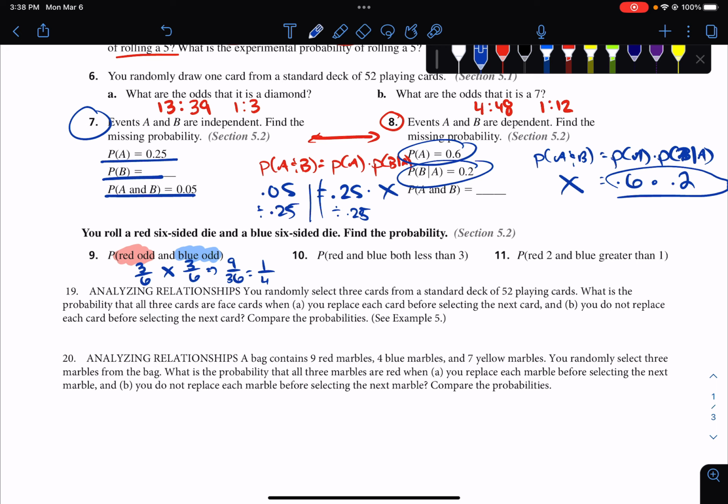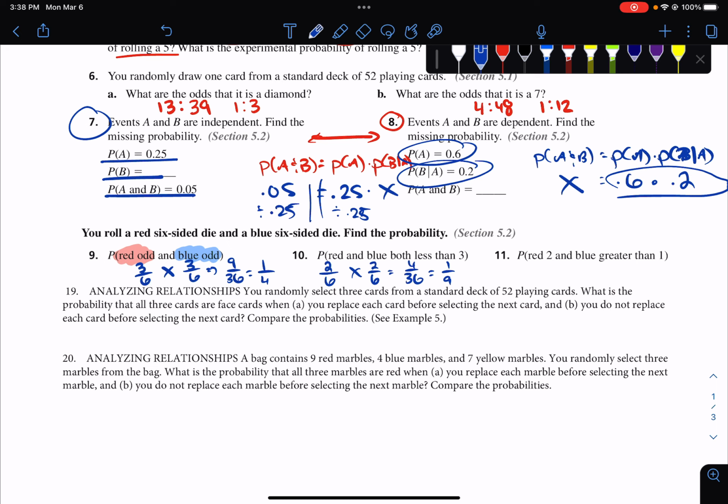Number 10, probability of red and blue both being less than 3. Again, that and means I'm going to multiply something. So I want red to be less than 3. Well, there's 2 numbers less than 3 on a dice, on the red dice, and 2 numbers less than 3 on the blue dice. So 2 over 6 times 2 over 6, that equals 4 over 36, or 1/9 is what that one's going to simplify to.